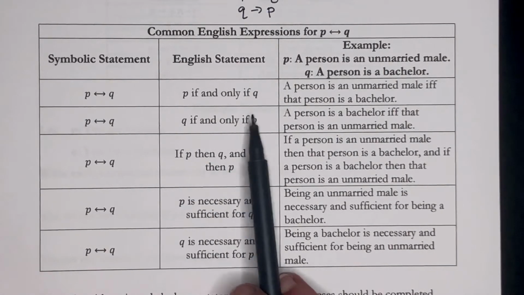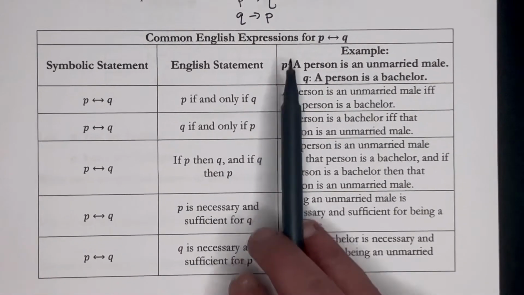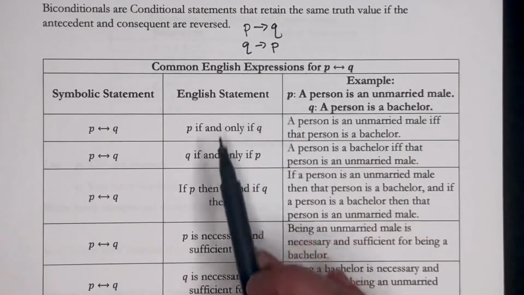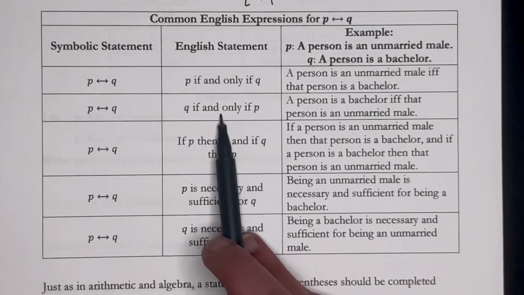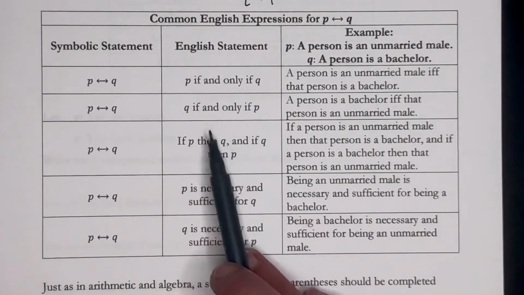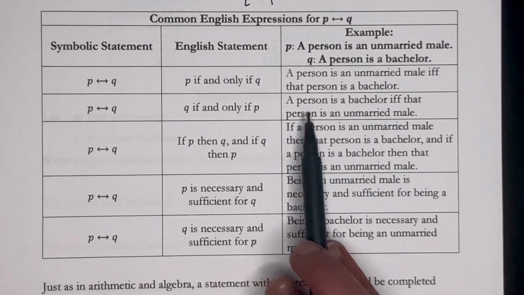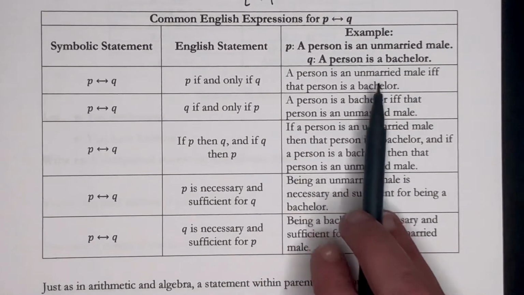Q, if and only if P. This is reversing the same statement. So these two statements are like those reversed, except for the if and only if part. A person is a bachelor if and only if that person is an unmarried male. Same statements.